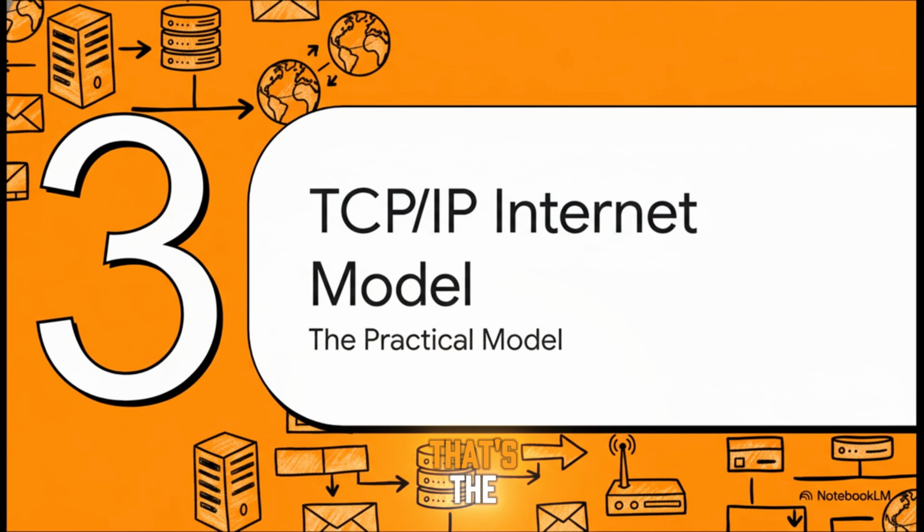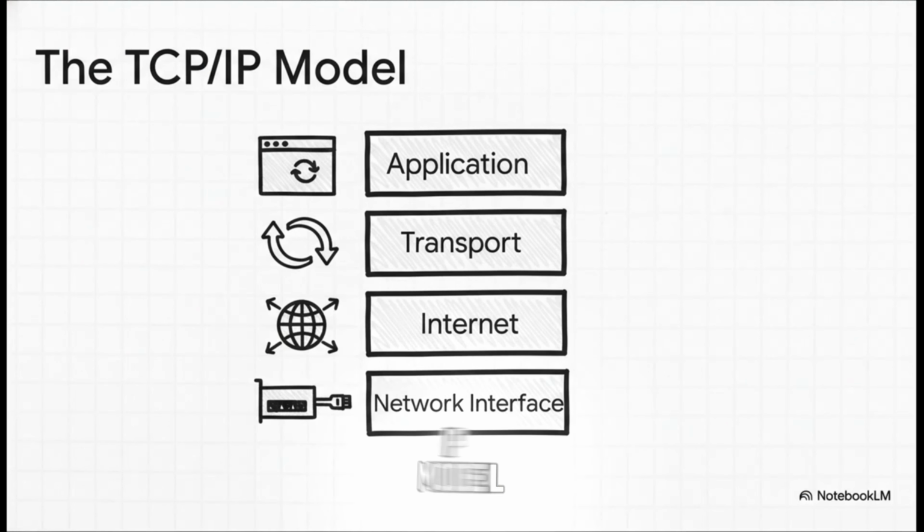So that's the perfect 7-layer theory. But here's the plot twist. It's not actually what we use to run the internet today. For that, we need to talk about the TCP/IP model. The TCP/IP model is the lean, mean, practical cousin of the OSI model. It's a much more condensed 4-layer system, and it is the actual standard that powers pretty much the entire internet you're using right now. It's got 4 layers: application, transport, internet, and network interface.